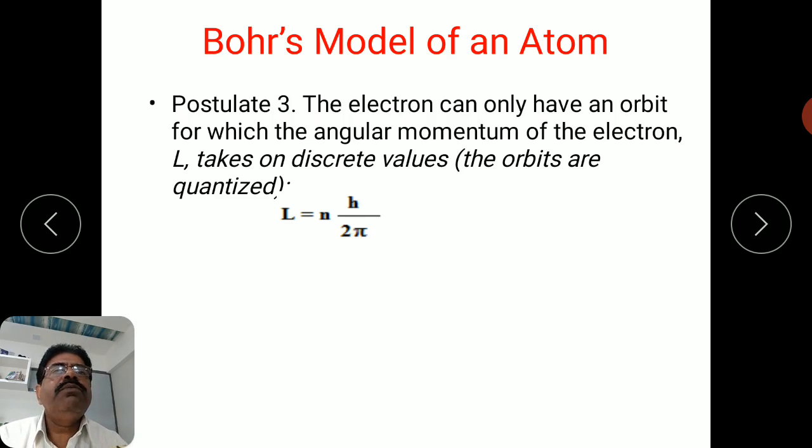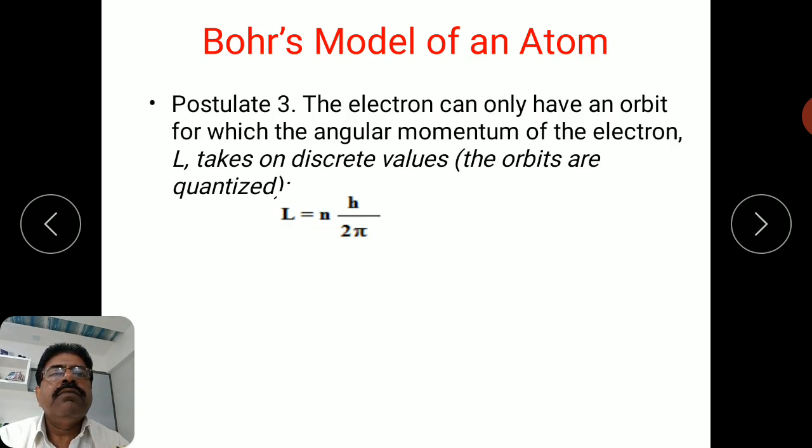And in the third postulate, Bohr has mentioned that the electron can only have an orbit for which the orbital angular momentum of the electron, L, takes on discrete values. That means the orbits are quantized. So L = nh upon 2 pi.